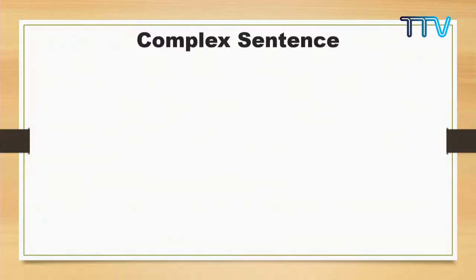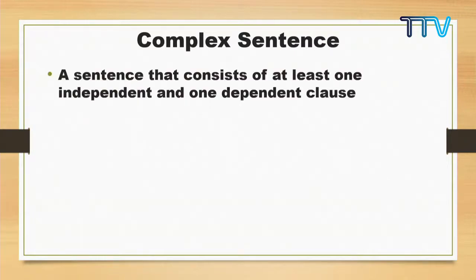Okay, look at the slide. Complex sentence. Okay? A sentence that consists of at least one independent and one dependent clause. There can be more than one, right? But at least one independent clause should be there. At least one dependent clause should be there. So you have to keep that in mind whenever you think about complex sentence. Okay? One independent clause and one dependent clause.